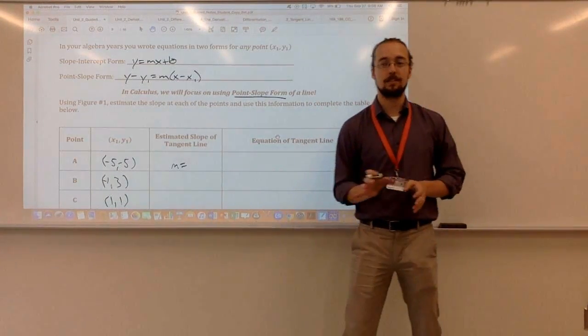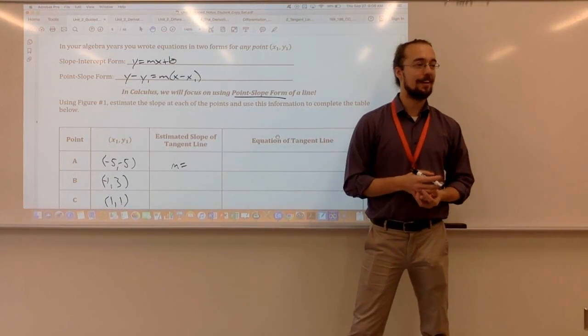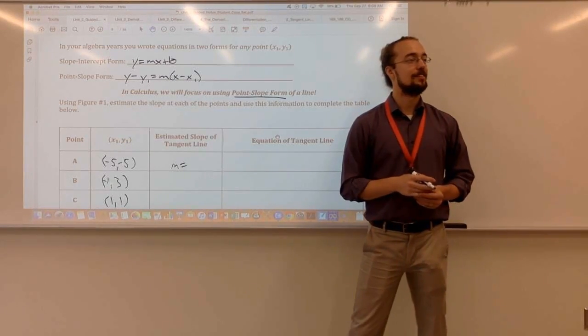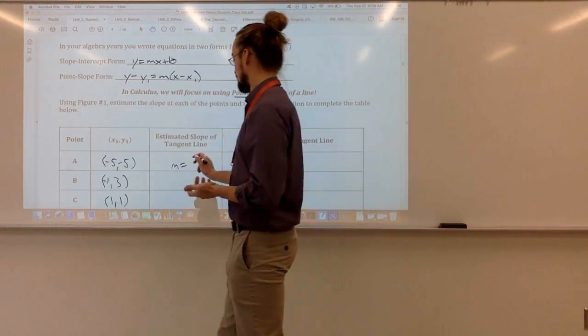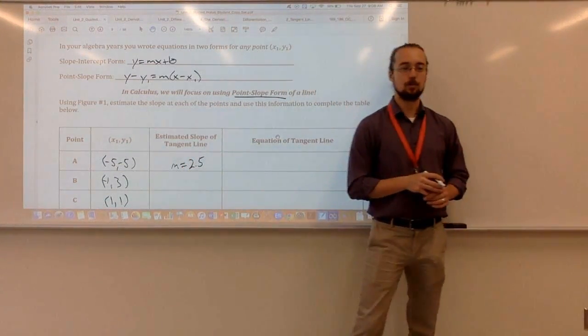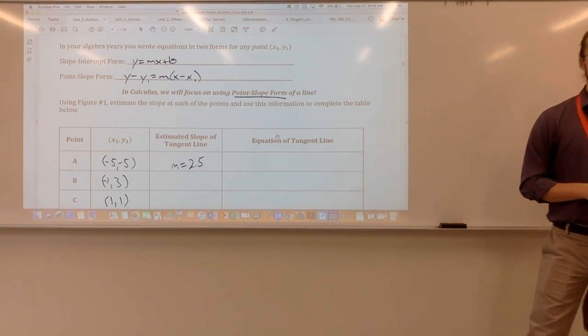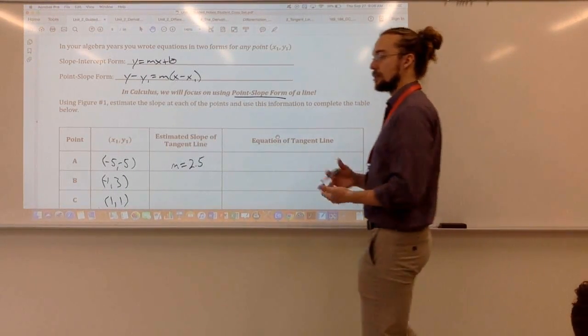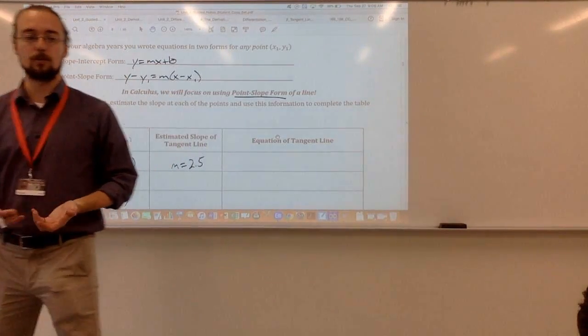2 or 3? Something like that? 2.1? It's between. All right, well then let's say like 2.5, if it's between 2 and 3. And again, we're just estimating. It's okay to estimate from a graph.